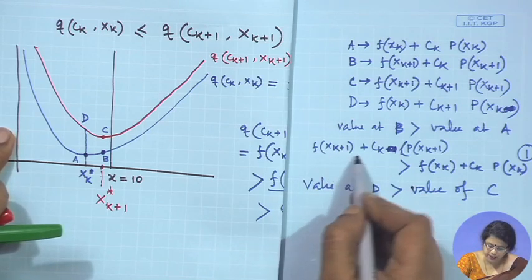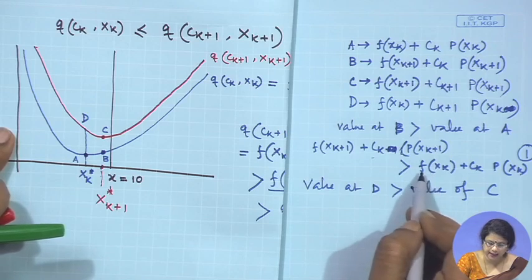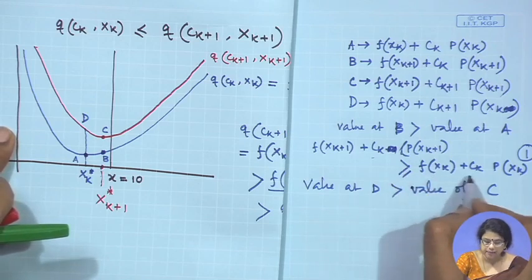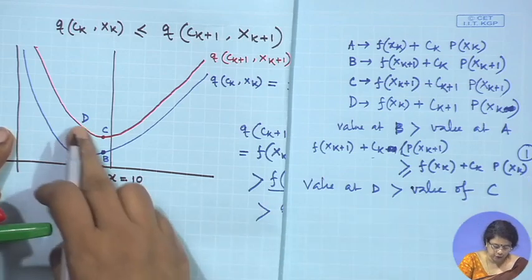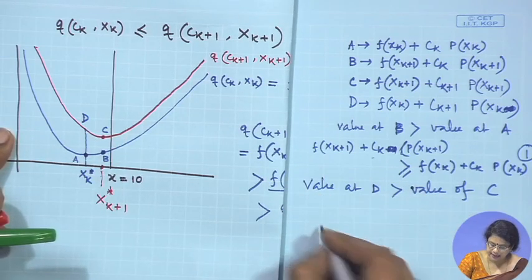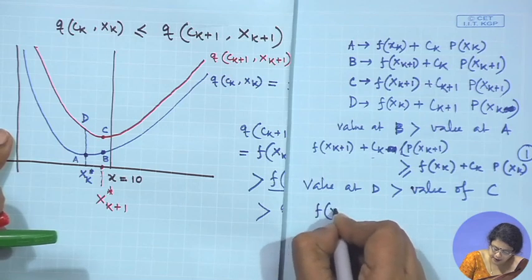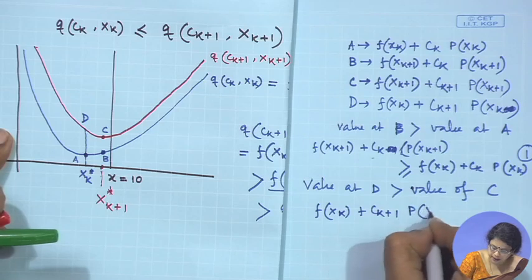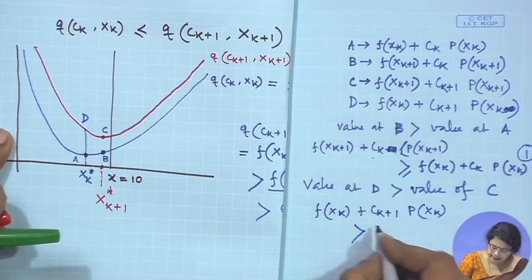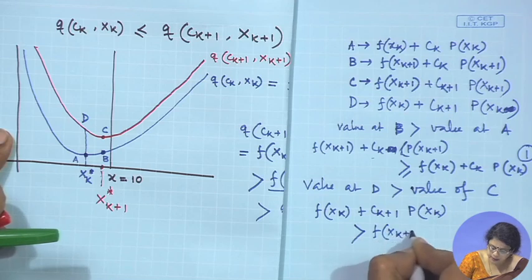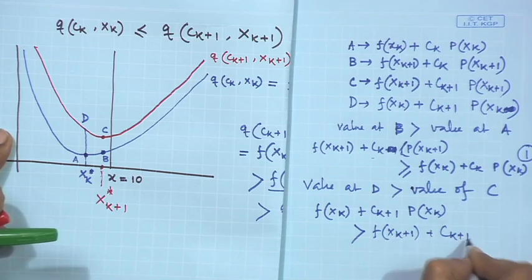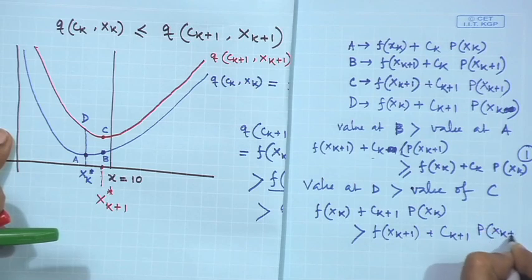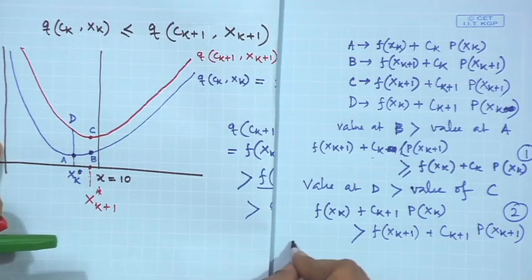Now, f(x_{k+1}) plus C_k p(x_{k+1}) is greater than or equal to f(x_k) plus C_k p(x_k). Now, for D and C this is the case. D is f(x_k) plus C_{k+1} p(x_k), greater than f(x_{k+1}) plus C_{k+1} p(x_{k+1}). Let me call it 2. Okay. Now, you add 1 and 2 together.